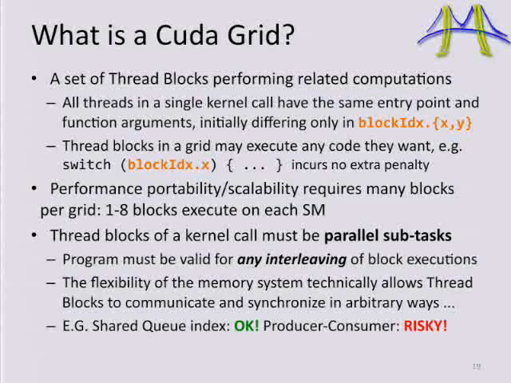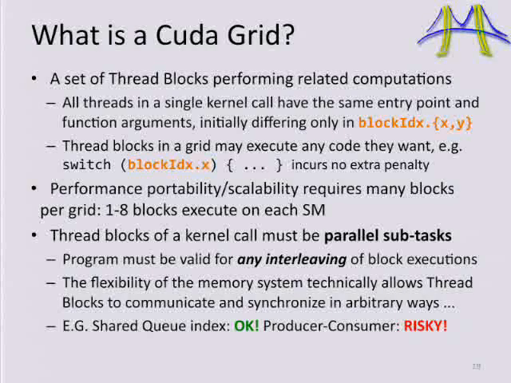A Cuda grid is a set of thread blocks that were all called from the same line of code from the C++ running on the host. All thread blocks and all threads within those blocks have the same entry point. The thread blocks within a grid differ only in this block index number initially, although there's no reason at all for different thread blocks to try to do the same thing if it's convenient for them not to. Like you can switch on your block index and you incur no additional penalty because the thread blocks likely have different instruction caches, for example.